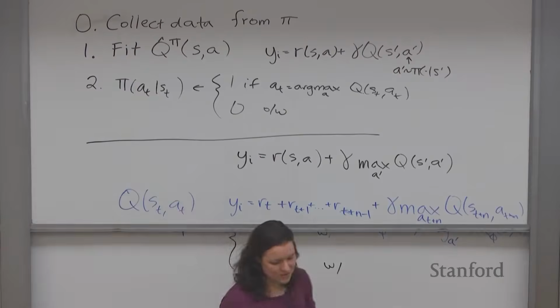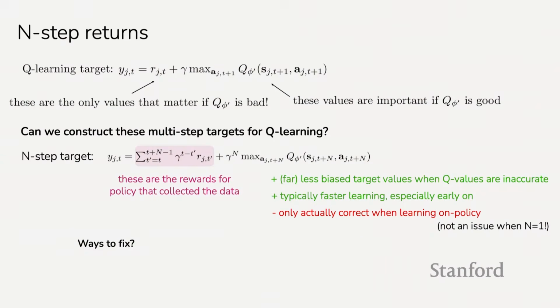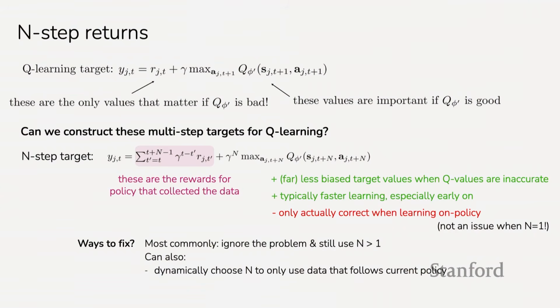Now, what do we do about this? Maybe the unsatisfying answer is that most commonly people just ignore this, pretend it isn't true, and still use an n greater than 1. And n-step returns very often improve the performance of the algorithm, despite being incorrect. That said, there are other things you can do.